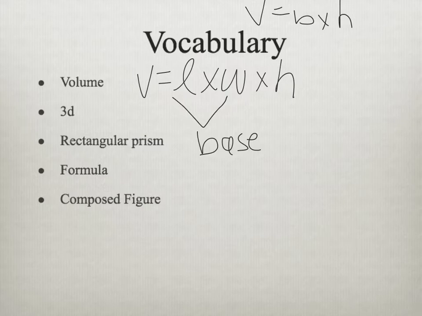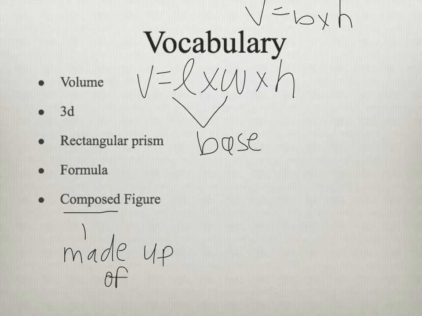Rectangular prisms, it's kind of like a cube, but in a rectangle. And then our formula for volume. And then a composed figure. A composed figure is what we're going to move into this week. If we just take that word compose, we know that compose means that it is made up of. So a composed figure is two different figures put together to make up a new shape.